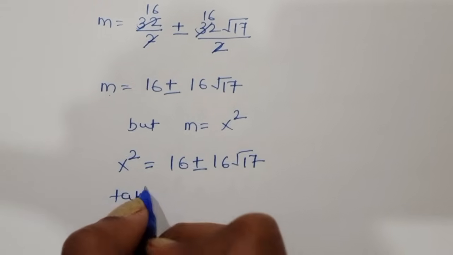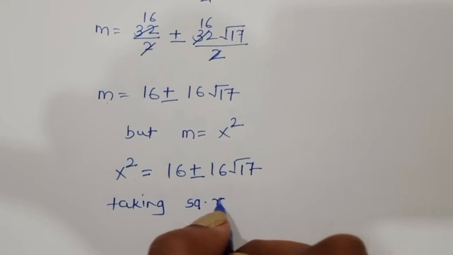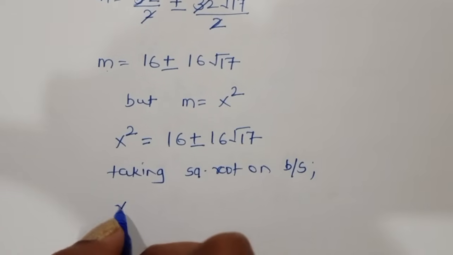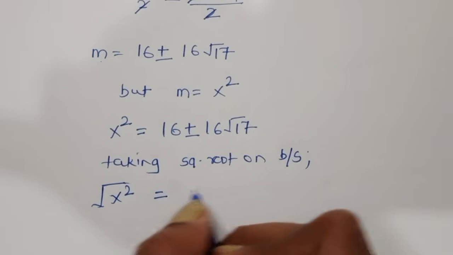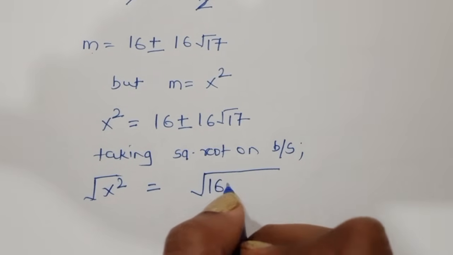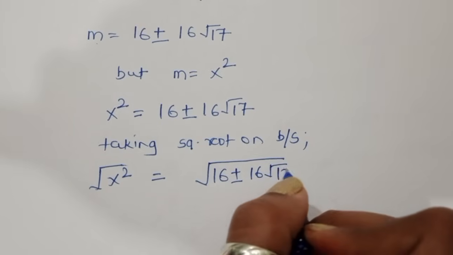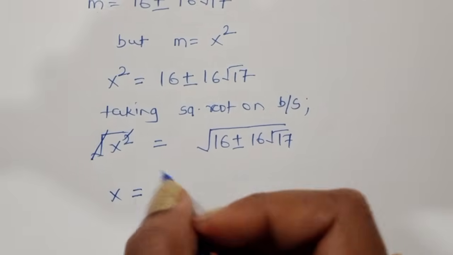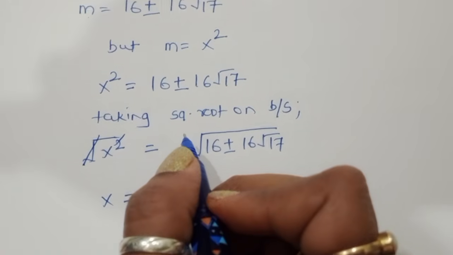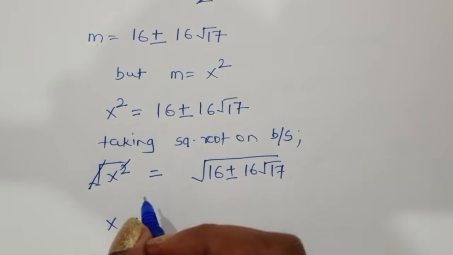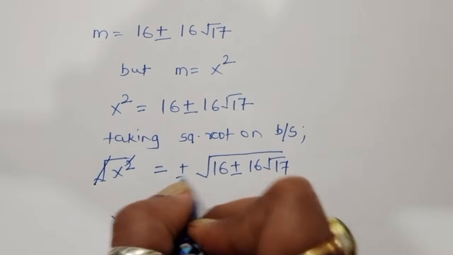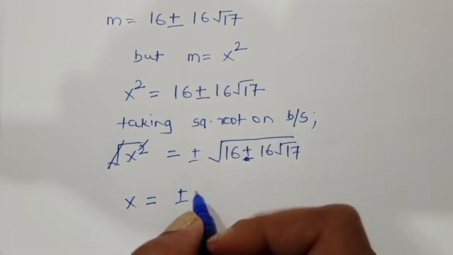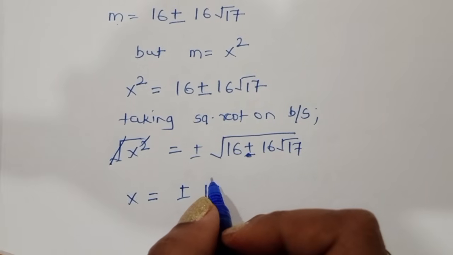So taking square root on both sides, we will get here square root of x square is equal to square root of 16 plus minus 16 square root of 17, right? Now square is cancelled from square root. So here x is equal to, this is the plus minus, right? So we can say x square is equal to 16 plus minus 16 square root of 17.